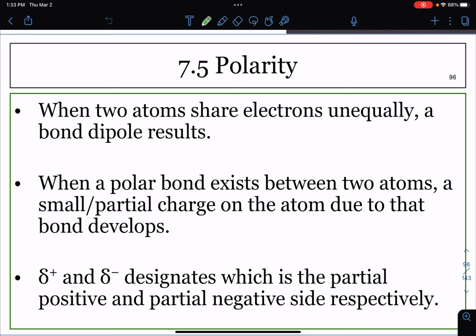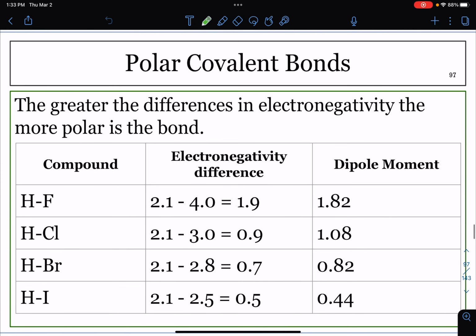the less electronegative element. This set of data on hydrogen to halogen bonds shows that as we move down a row on the periodic table, the atoms become successively less electronegative. The larger the dipole moment, the larger the electronegativity difference between the two atoms and the more polar the bond.